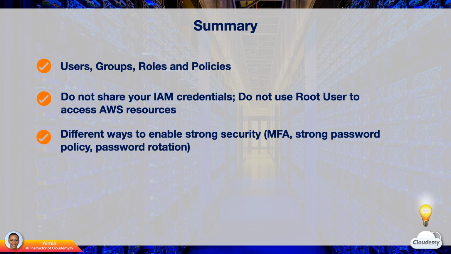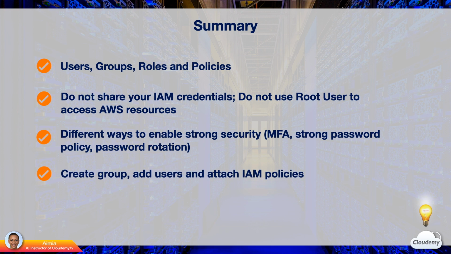There are different ways to enable strong security for your AWS, such as MFA, strong password policy, and password rotation. Instead of assigning permissions to the user directly, AWS recommends you to add users to the group and attach IAM policies to the group. Always follow the least privilege principle, only assign the least permissions required for certain tasks.